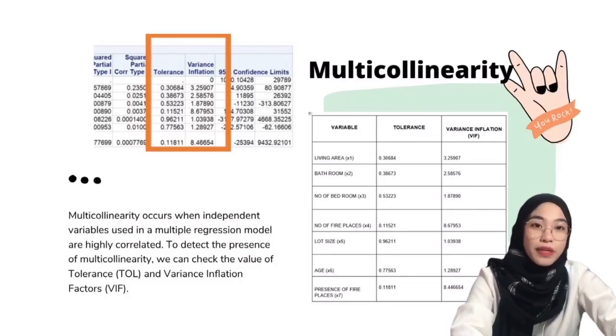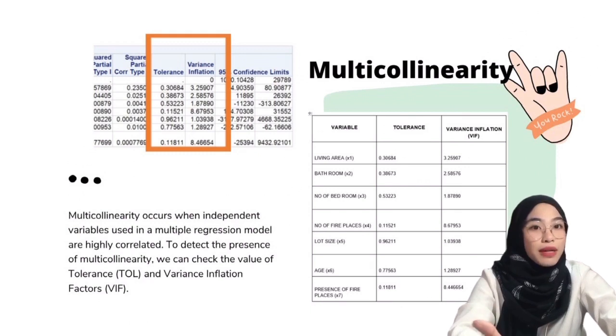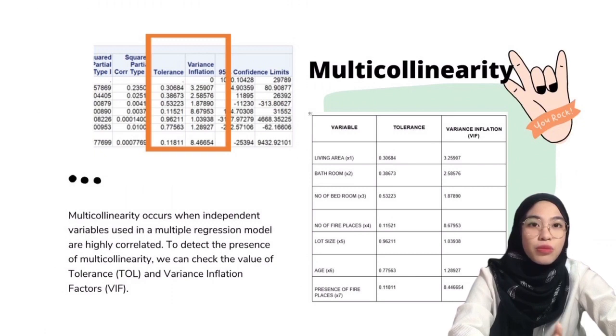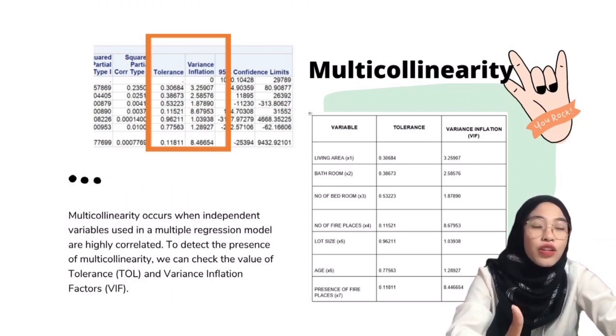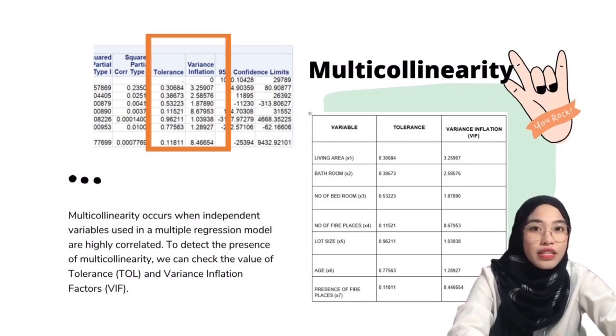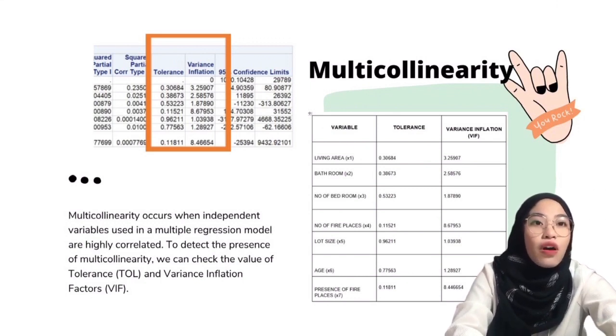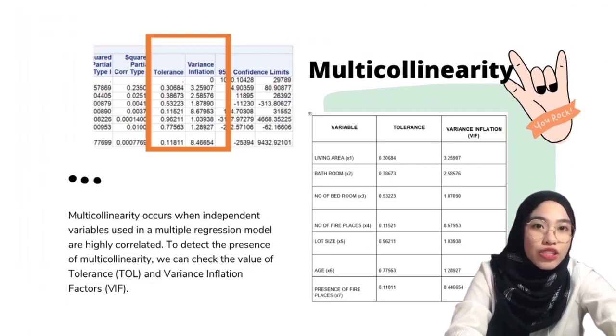Okay, next I will explain about multicollinearity. What is multicollinearity? Multicollinearity occurs when independent variables used in multiple regression models are highly correlated. To detect the presence of multicollinearity, we can check the value of tolerance, which is TOL, and variance inflation factors, VIF. Based on the table above, as you can see, the value of tolerance is more than 0.2 and the value of VIF is less than 10 for living area X1, number of bathrooms X2, number of bedrooms X3, lot size X5, and age X6. So, it shows multicollinearity does not exist.